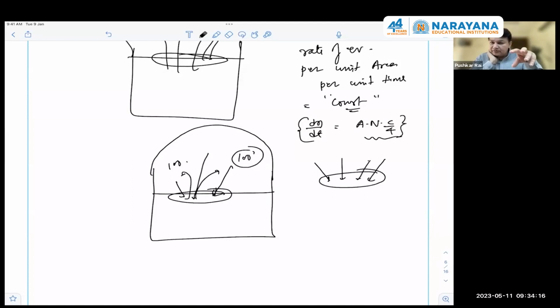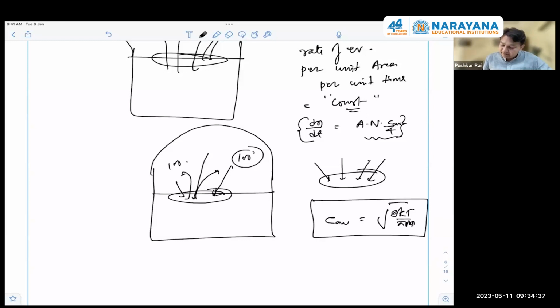So if gas molecules are there, their rate of striking on a unit area should always be constant, and it should only depend on temperature. Wow. This C average, and C average is equal to what? 8kT upon πm. These are all very nice derivations. We're not here to discuss the derivation. These are standard results. So this question is based on this idea.